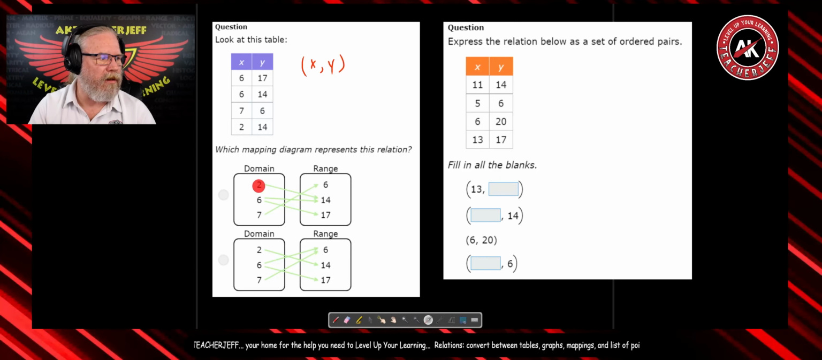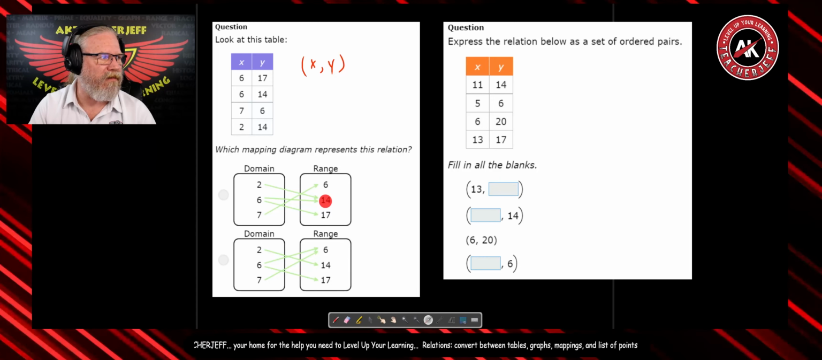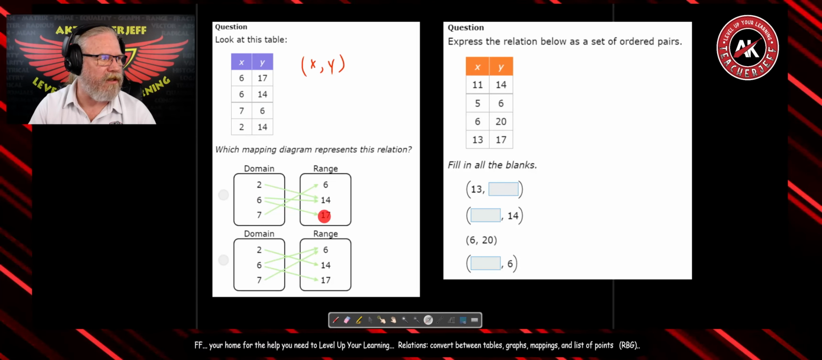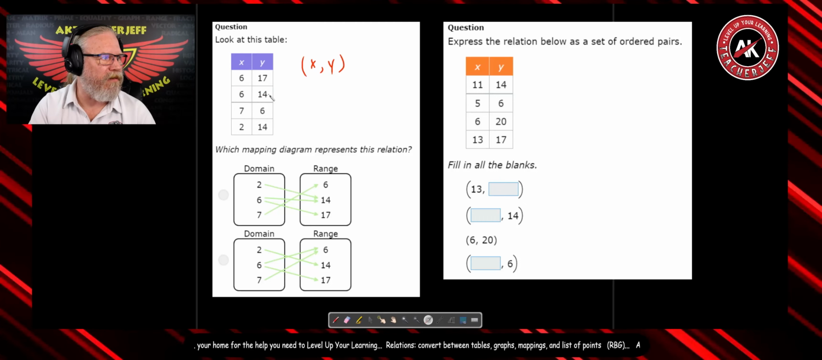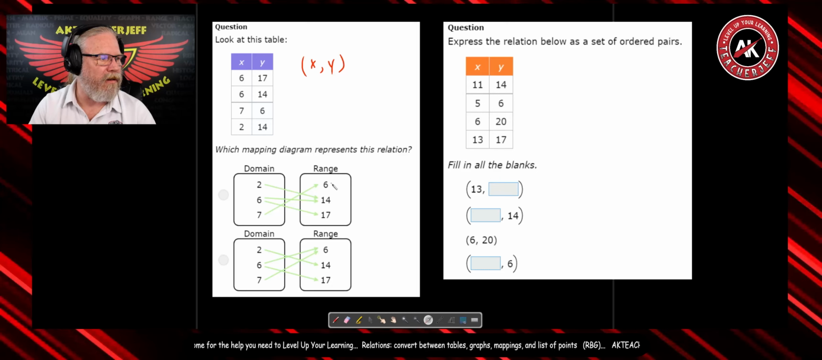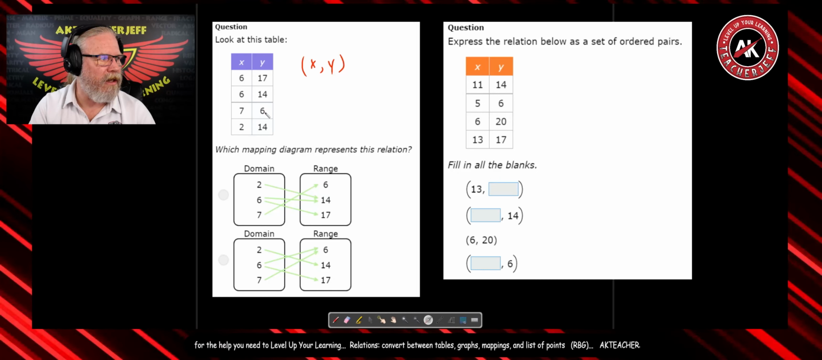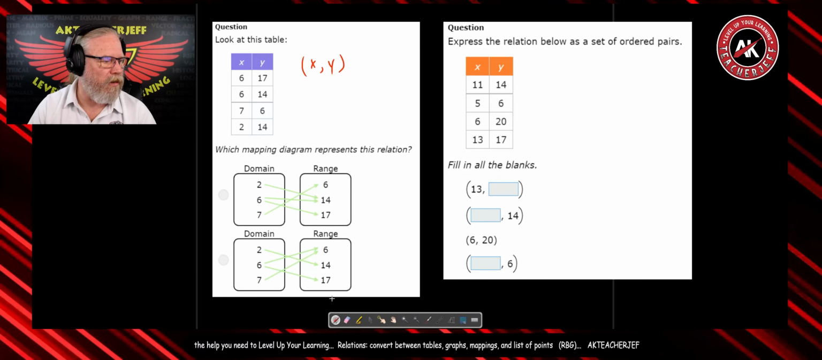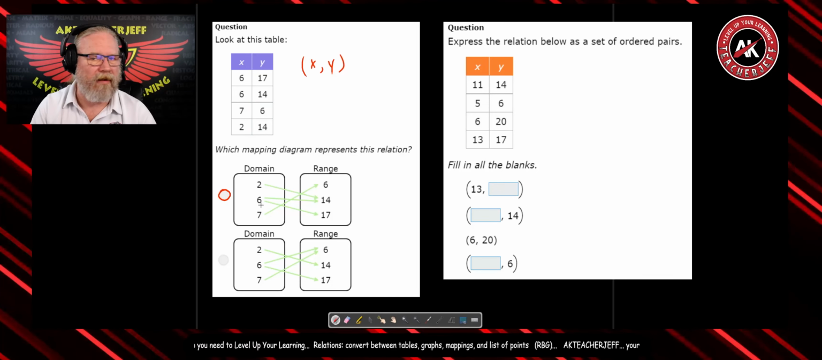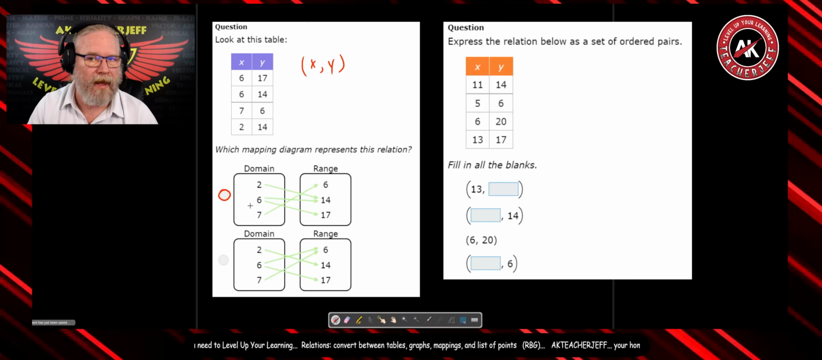So let's see. 2 is mapped to 14. Yep, that looks good. 6 is mapped to both 14 and 17. 6 mapped to 14, 6 mapped to 17. So far, so good. And 7 mapped to 6. 7 indeed matches up with 6. So I'm pretty sure it's the first one, so no need to check the second one. If you really want to, you can check it. It's the incorrect answer.